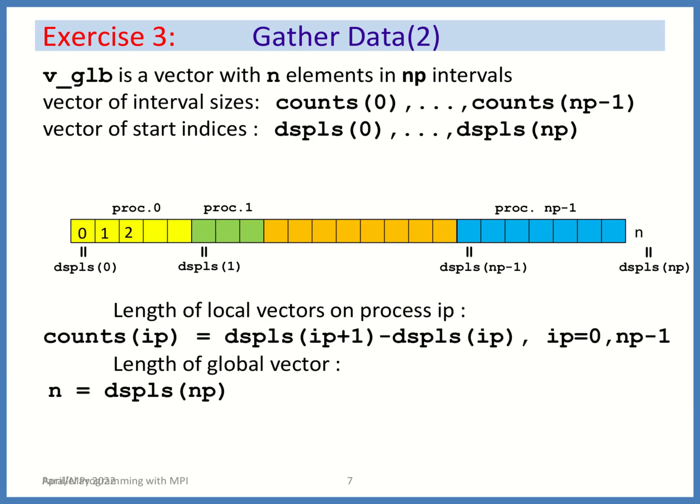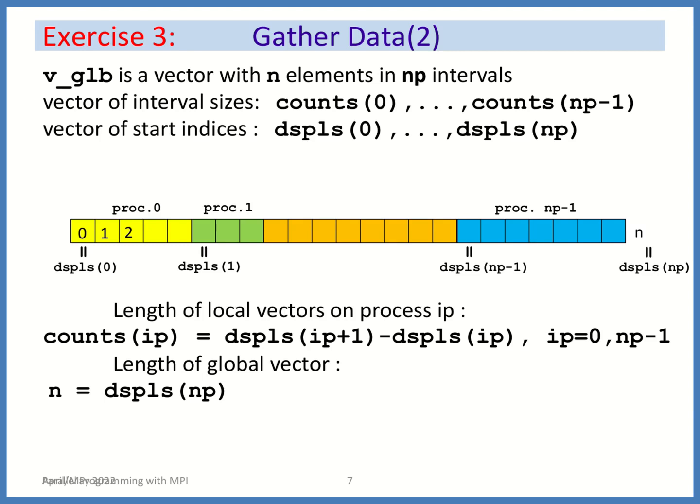The start index of these pieces in the global array will be collected in a vector of start indices, displaces. So displace of 0 is 0, and displace of 1 is the first element which comes from process 1, and so on. And the total length, of course, of the global vector will be n, and is the sum of all these counts, and the counts themselves can be calculated from the difference of the displacements.